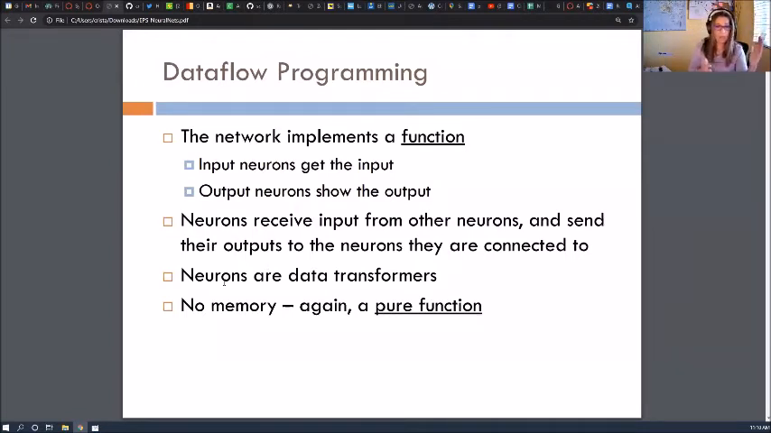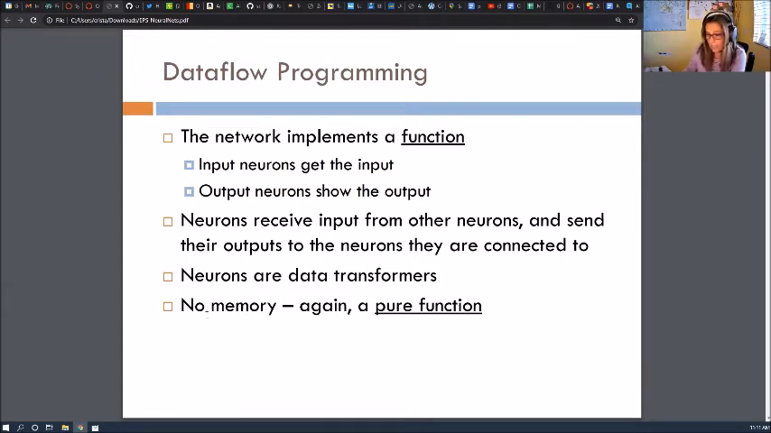So you get the input, it goes through the first layer, that input gets transformed into something else, then it goes to the next layer, and it gets transformed into something else. And so basically, it's very similar to the pipeline architectures that we have been studying throughout this course, right? So at least the feed-forward networks are definitely data flow programming, and those are the ones that I'm going to cover most.